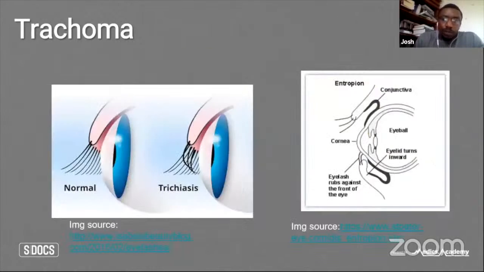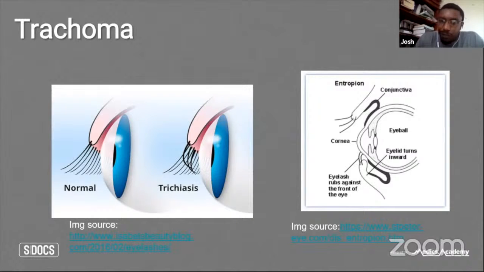So what is the pathology of trachoma? The repeated infection of Chlamydia trachomatis will cause scarring of the conjunctiva and changes to the conjunctiva and the eyelid as well. On the left, you can see a condition or effect of trachoma which is called trichiasis, the inturning of the eyelashes. On the right, what I've tried to show is entropion, another change associated with trachoma.